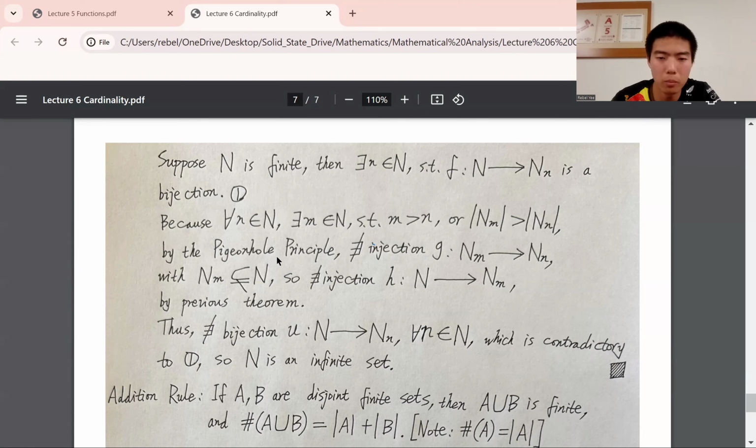And by the pigeonhole principle, there doesn't exist an injection G going from N_m to N_n, with N_n a strict subset of N_m. So there's no injection H from N to N_m. And in this case, there's no bijection U from N to N_n.